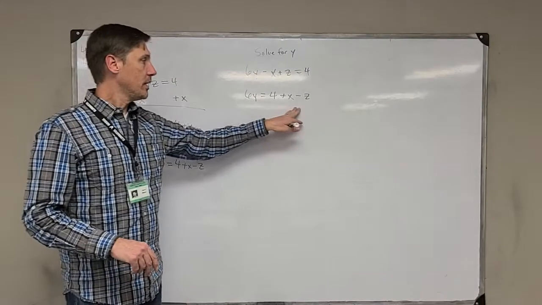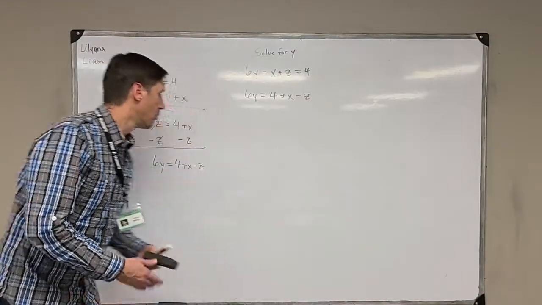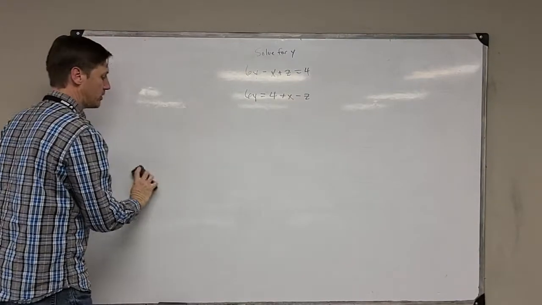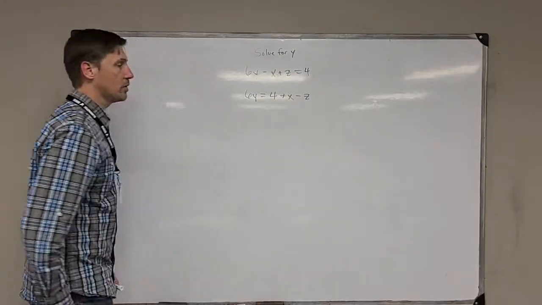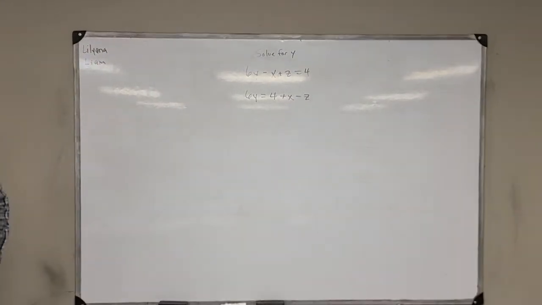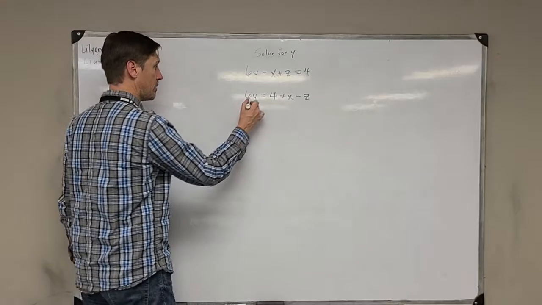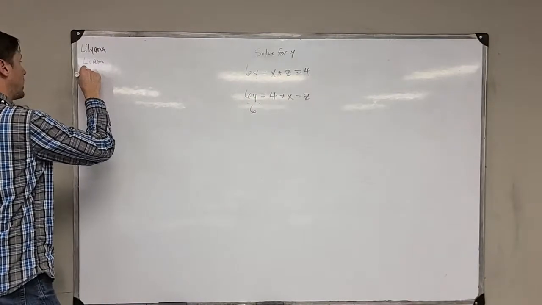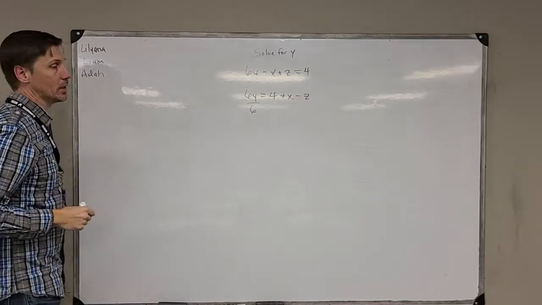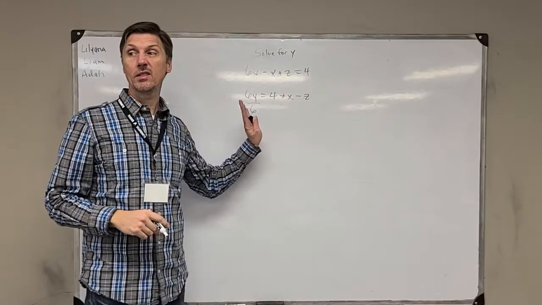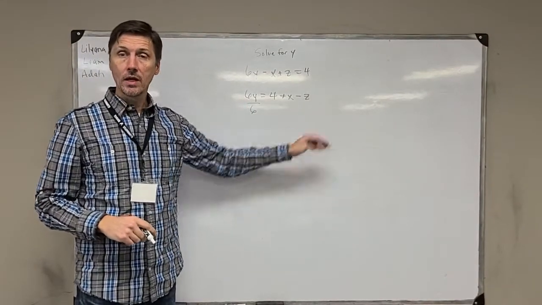So now that we've done this, what would be our last step? What would we normally do if we're trying to get the y all by itself? What would we normally do to get the y by itself? Divide. I would divide by what? 6. I would divide by 6, right? Does everybody see that? That's exactly right. That's what we've always done. Okay? But if I divide by 6 on this side, I have to divide by 6 on the other side, right? Now I have two options.